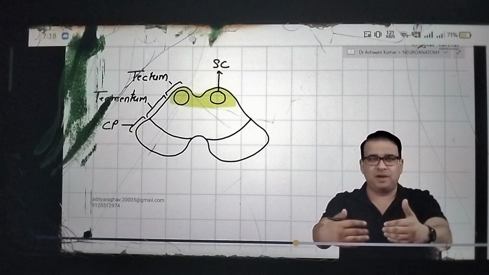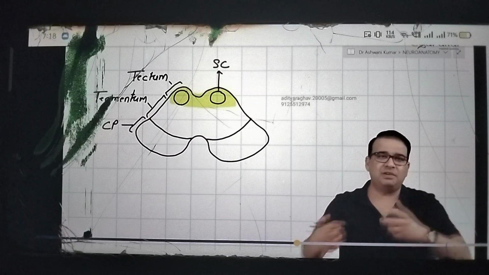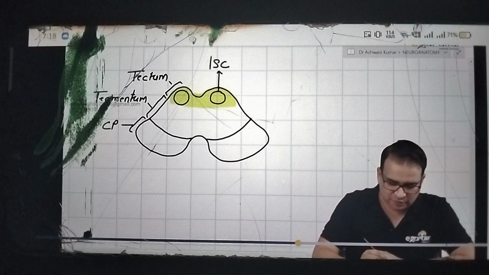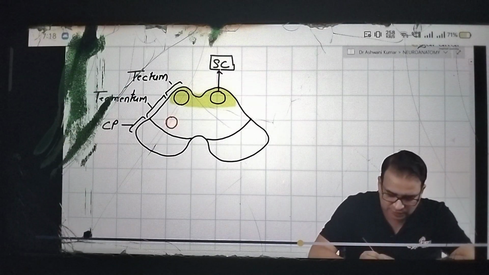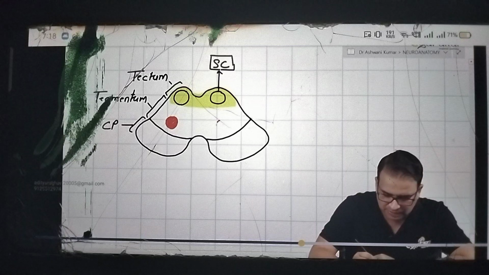So tectum, tegmentum, and cerebral peduncle. The dorsal part is tectum, the middle part is tegmentum, and the ventralmost part here is the cerebral peduncle. And as we said, the section is taken from where? From the superior colliculus of the midbrain. Red nucleus is located in the tegmentum part. Guys, there is a huge red nucleus present in the tegmentum part.